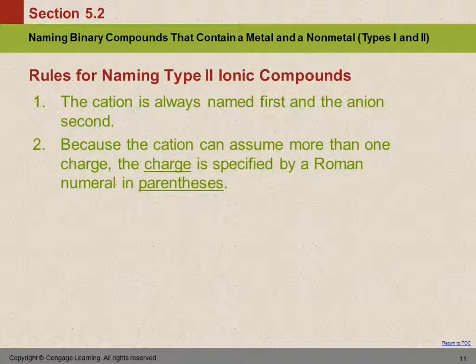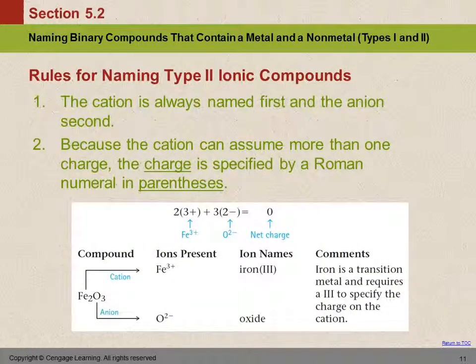So when we name these type 2 ionic compounds, it's the same idea. We name the cation first and then the anion. But because the cation can have more than one charge, we have to indicate what the charge is, and we do that in parentheses with the Roman numeral. Okay, so here's an example.